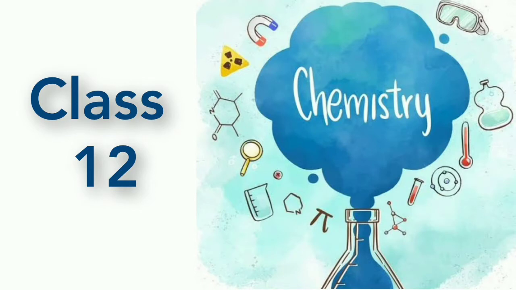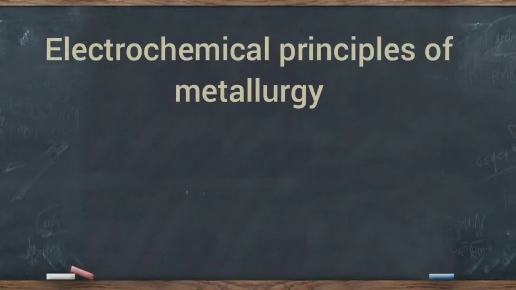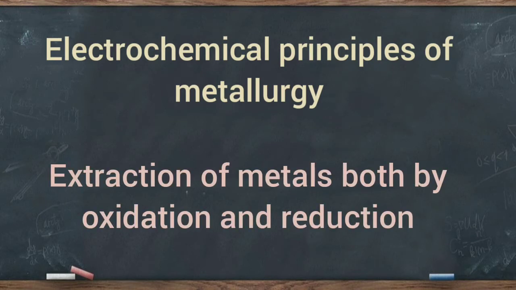So continuing the chapter General Principles and Processes of Isolation of Elements, today we are going to study the electrochemical principles of metallurgy and extraction of metals both by oxidation and reduction.